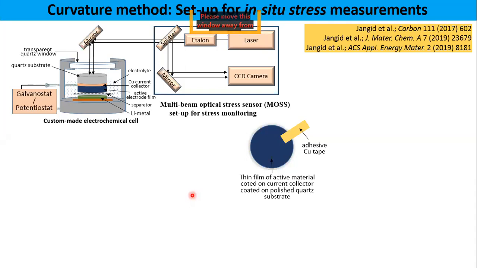I was fortunate to measure those stresses in electrode material when I was working in IIT Bombay during my PhD. So this was the cell. This was the instrument setup. We called it the multi-beam optical stress sensor, which can give you the stress developing in your electrode in real time while the electrochemical cycling of the electrode. You are able to measure the stress in the electrode.